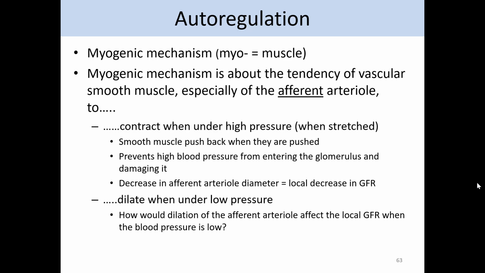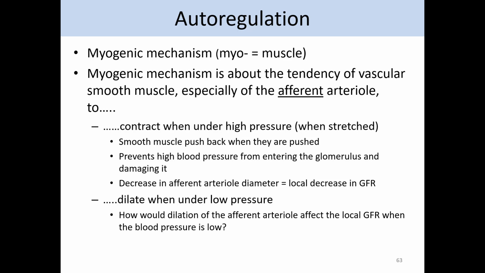So this myogenic mechanism is really important in regulating what's happening at the nephron level. The decrease in the afferent arterial diameter is going to cause a local decrease in glomerular filtration rate for that particular nephron. The opposite is also true, meaning the afferent arteriole is going to dilate when it's under low pressure. So again, with every beat of the heart, we know that during ventricular systole, the pressure coming into arteries is high. But when the heart is undergoing diastole, the pressure in those arteries will be low. So the afferent arteriole is going to dilate when it's under low pressure.